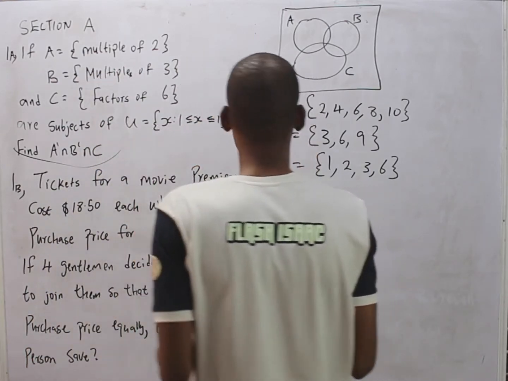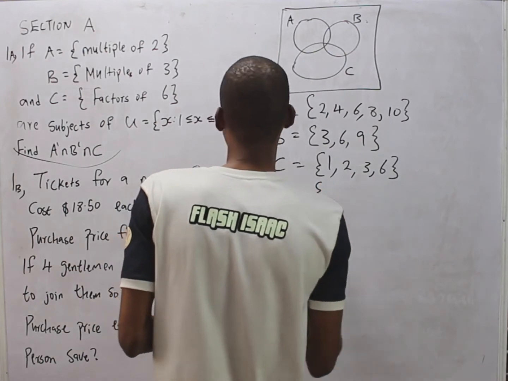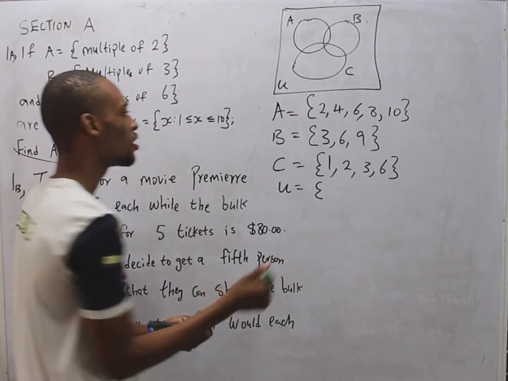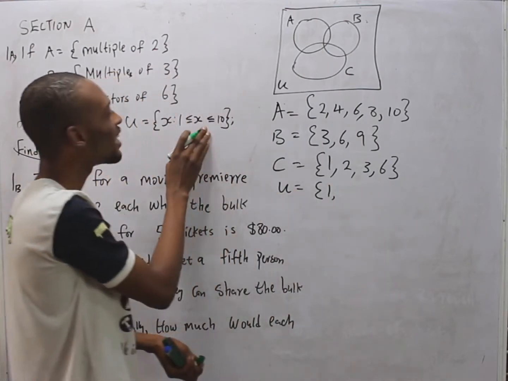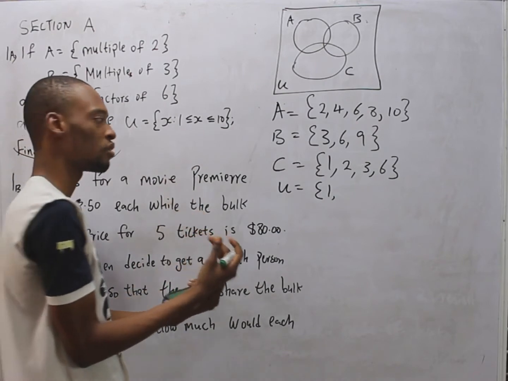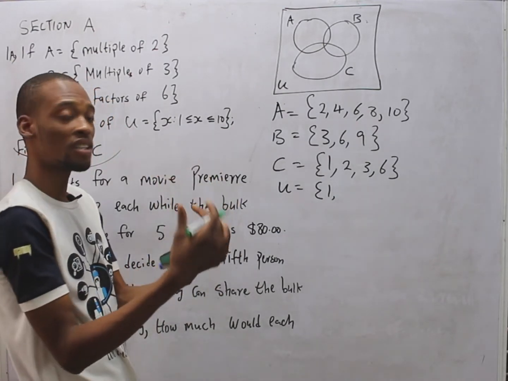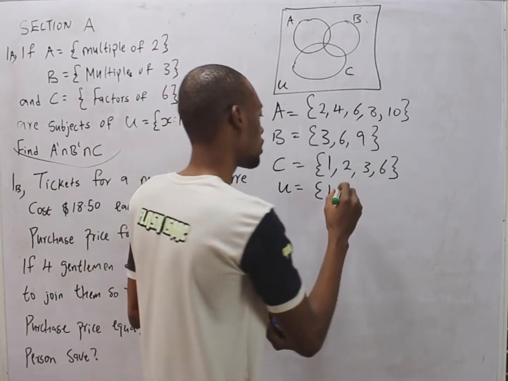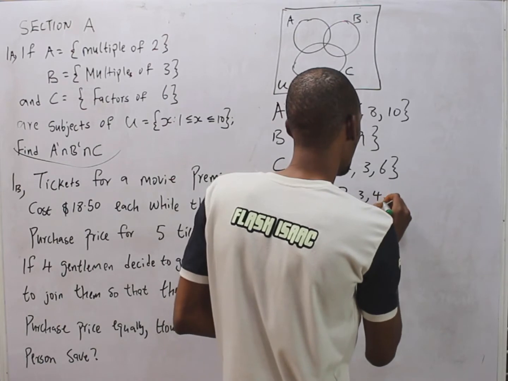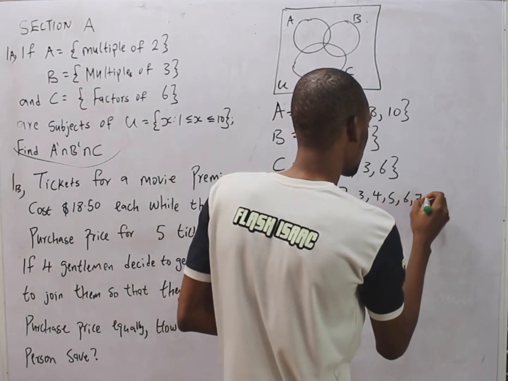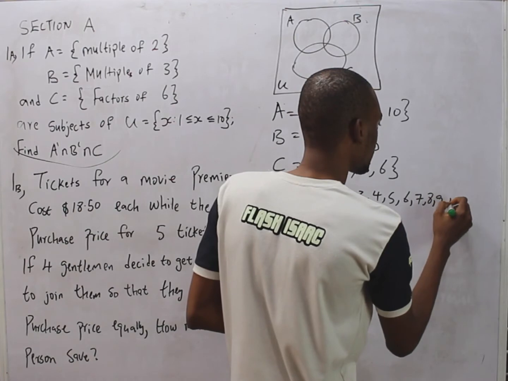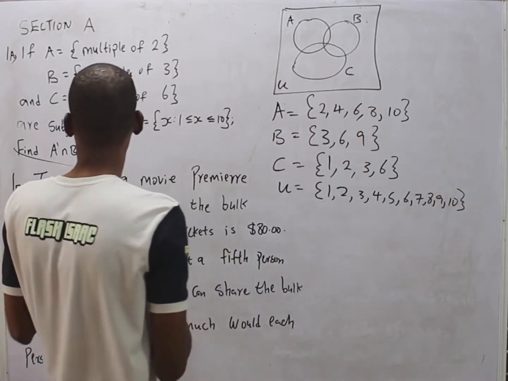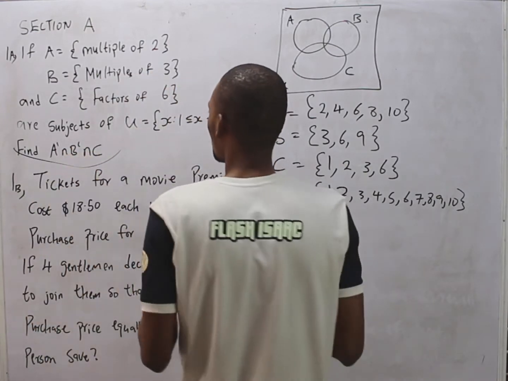And the universal set is such that S is greater than or equal to 1, that is, 1 is less than or equal to S, and S is less than or equal to 10. Meaning the range starts from 1 and ends at 10, giving us 1, 2, 3, 4, 5, 6, 7, 8, 9, and 10. The question is A prime intersection B prime intersection C.